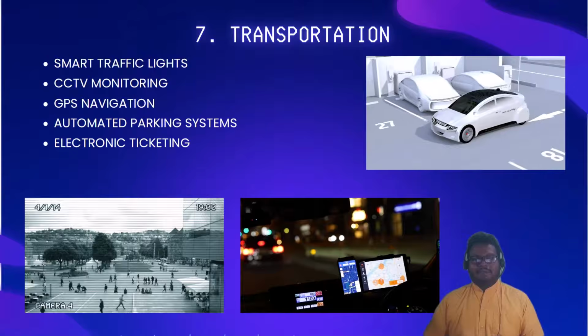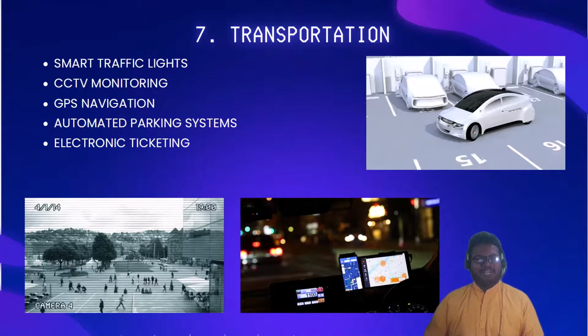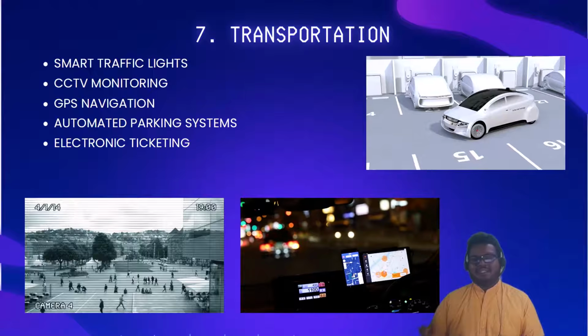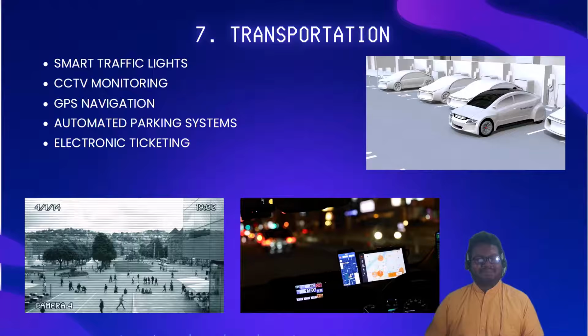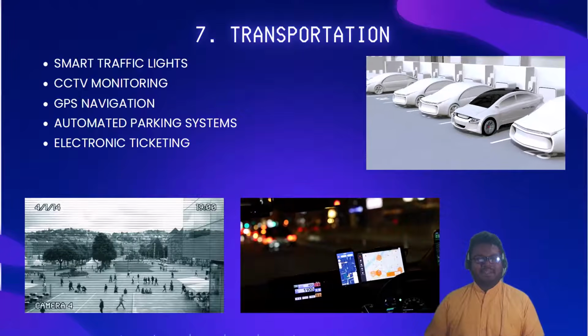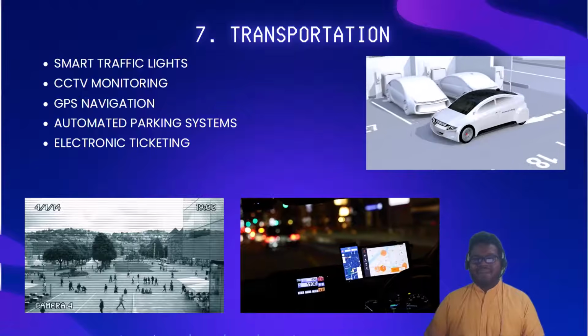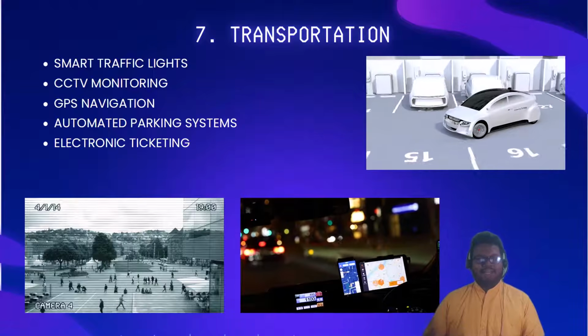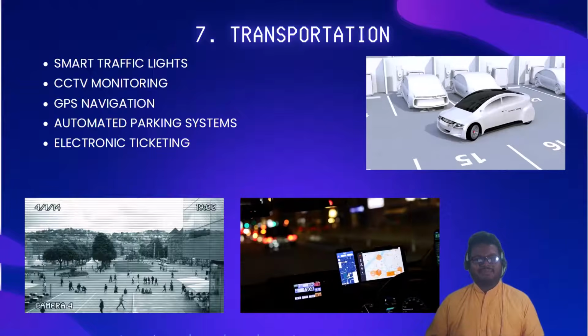Transportation. Ever wondered, children, how traffic lights know when to change? Smart traffic systems monitor traffic flow and adjust automatically. CCTV cameras watch for problems. GPS helps to navigate, and you can even pay for parking with your phone.